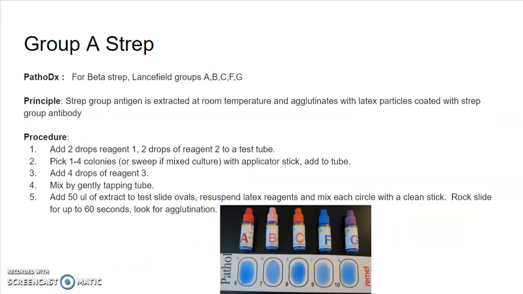It's for beta strep of Lancefield groups A, B, C, F, and G. So the principle is the strep group antigen is extracted at room temperature and agglutinates with latex particles coated with strep group antibody. So our blood cultures showed that there was group A strep, and I know the picture at the bottom actually shows agglutination for B, but if it were positive for A, it would just show agglutination in just the A well, and all the other wells would be negative.